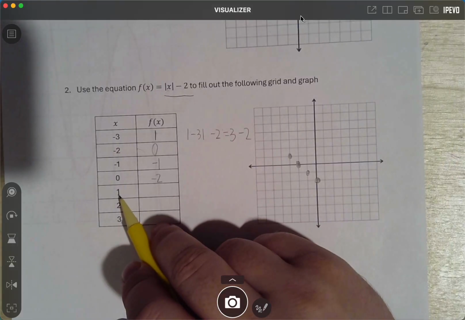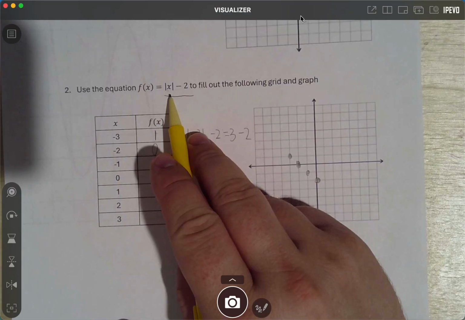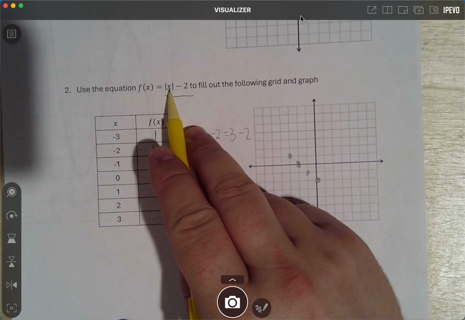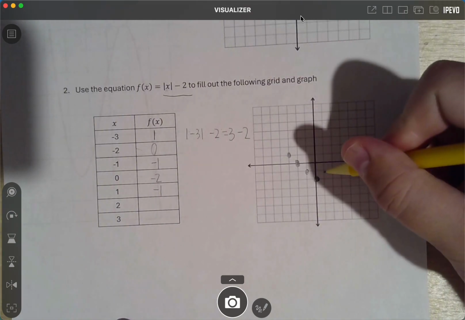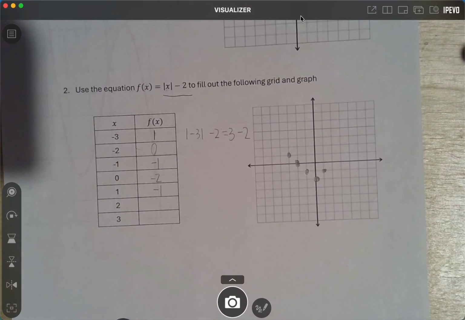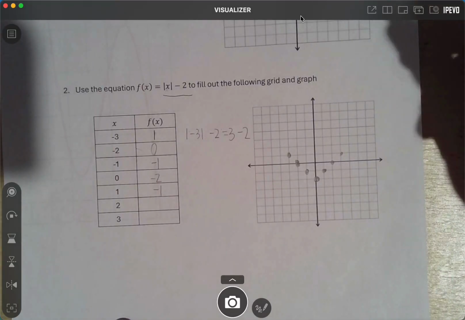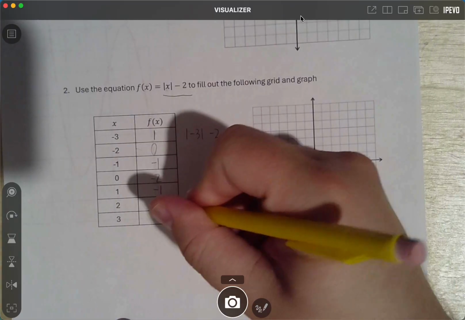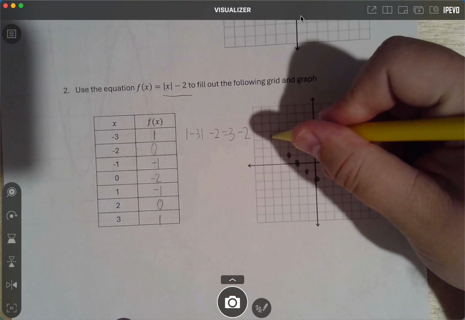Now we've got the point 1 to plug in. Well, what's the absolute value of 1? Well, 1 is still 1 away from 0, and 1 minus 2 is negative 1. And so now we're not going in the negative direction. If you plot the point 1, negative 1, you end up right here. And I'll continue this, and you can just see that we end up with 0, 3, 1.